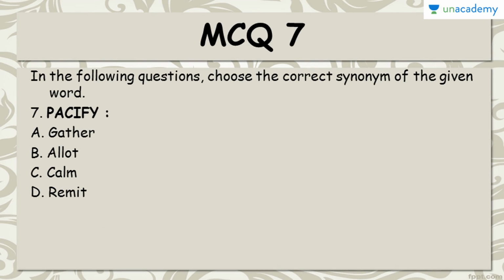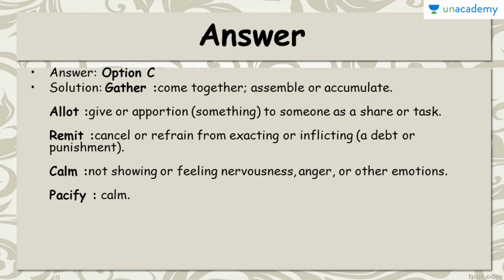MCQ 7th, you have to choose the correct synonym. Word is pacify. Options are gather, allot, calm, remit. And the right answer to this MCQ, it's option C, that is calm. Why? Gather means to come together. Allot means to give a proportion to something, to a task. Remit means to cancel or refrain from exacting or inflicting something.